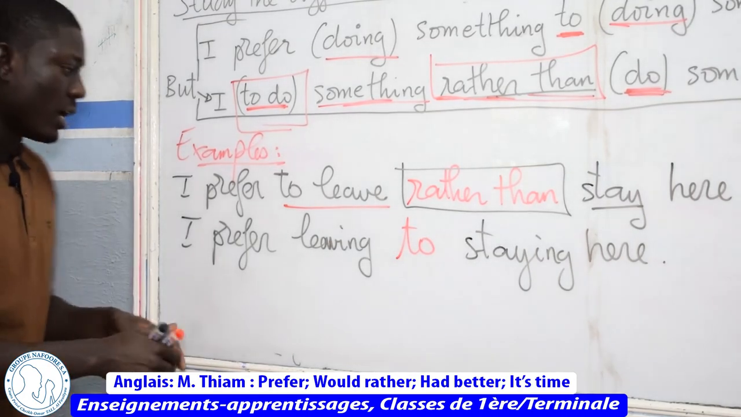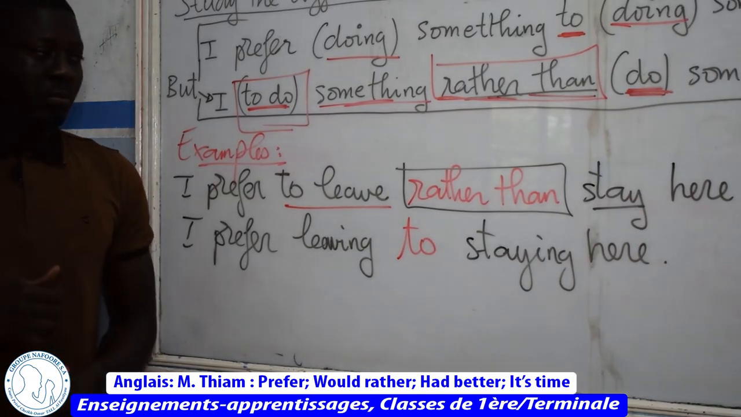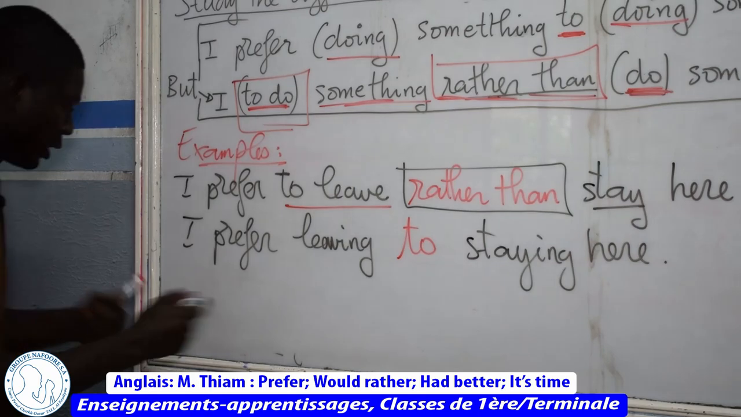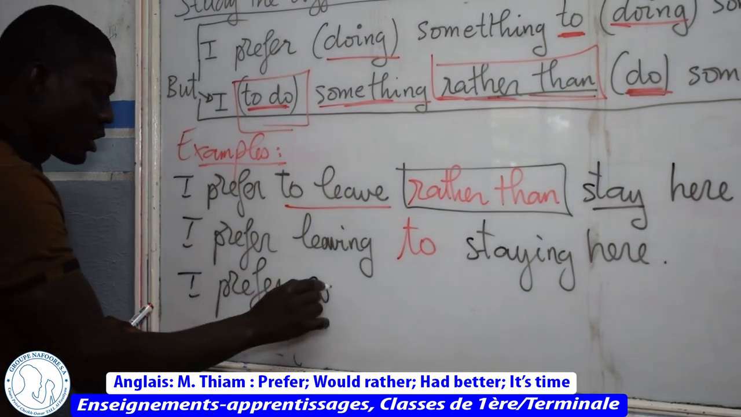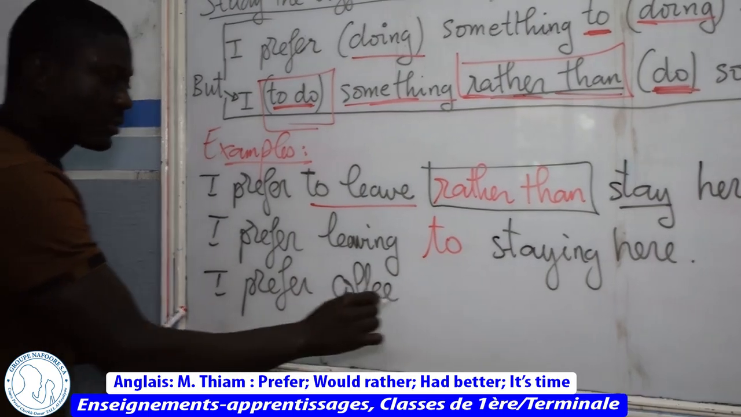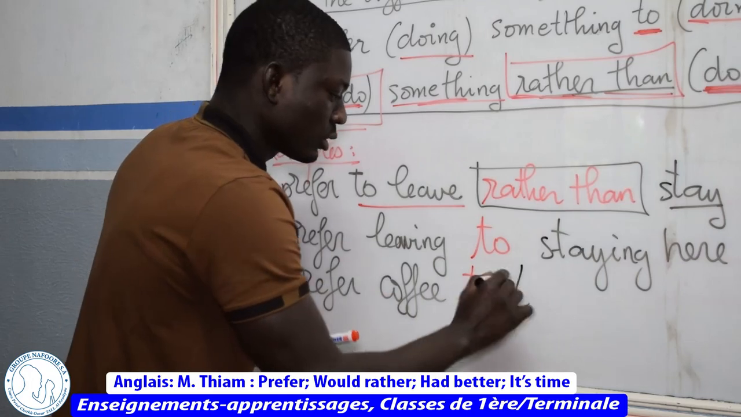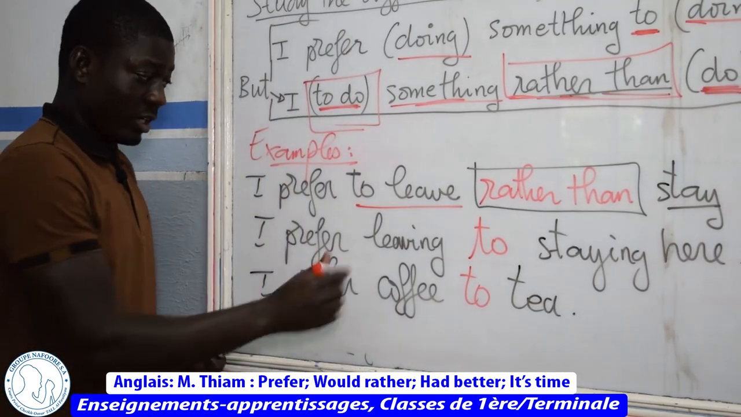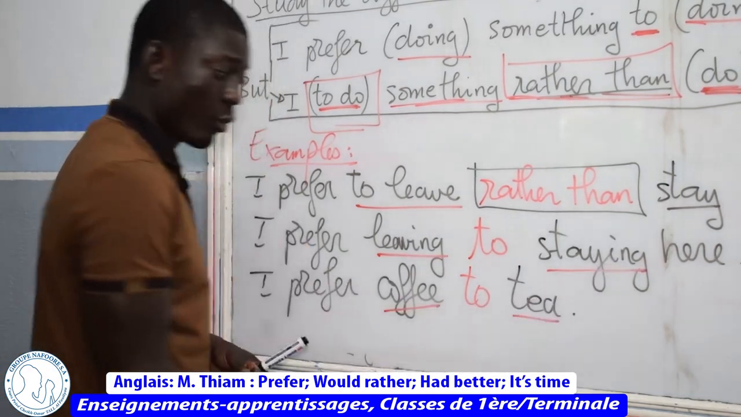All right? Now, we will be having the same, even if we want to express preference between two things, okay? For example, if we say, I prefer coffee to tea. Look, the ing form, okay? The ing form has the same use as with nouns. The use with ing forms, okay?